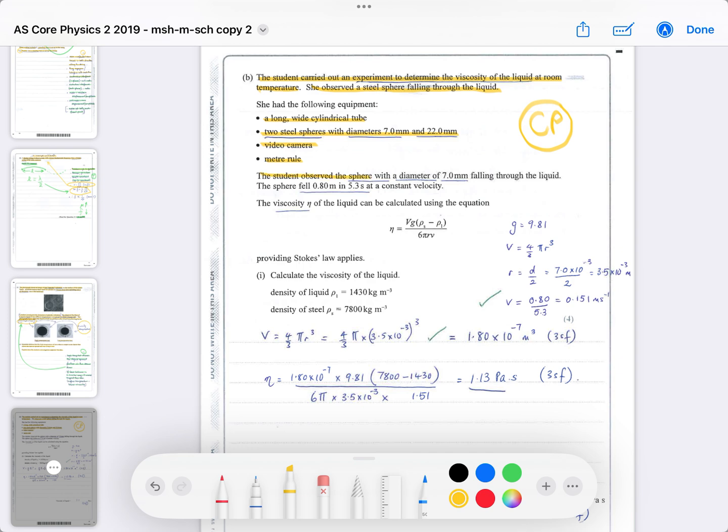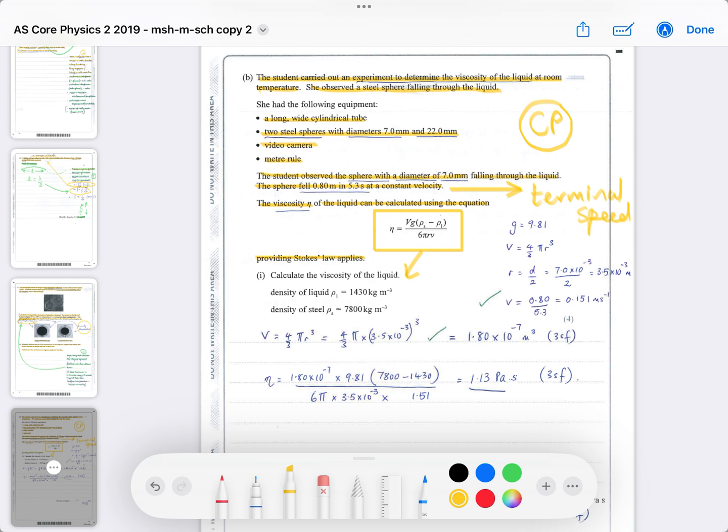The student observed the sphere with the diameter of 7.0 millimeters falling through the liquid. The sphere fell 0.80 meters in 5.3 seconds at constant velocity. So we're talking about terminal speed being reached. The viscosity, eta, that's the Greek letter, can be calculated using this equation. So they've given you an equation, and they've given you the details of some of the constants, and they say this is a valid equation providing Stokes' law applies.